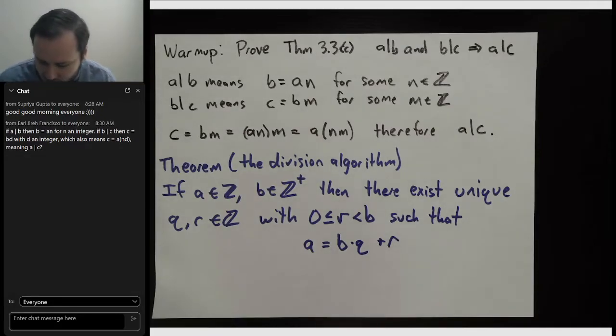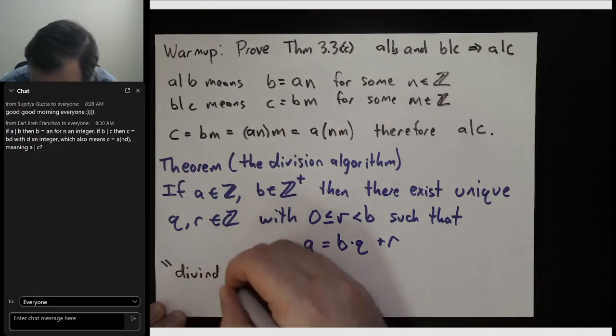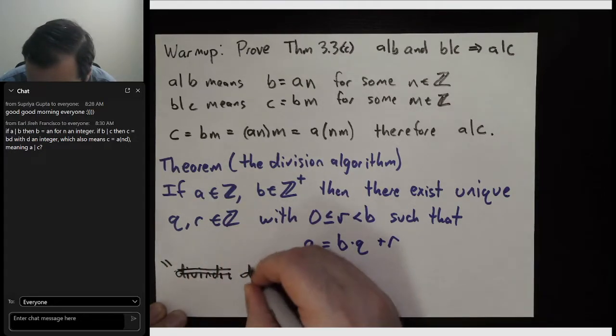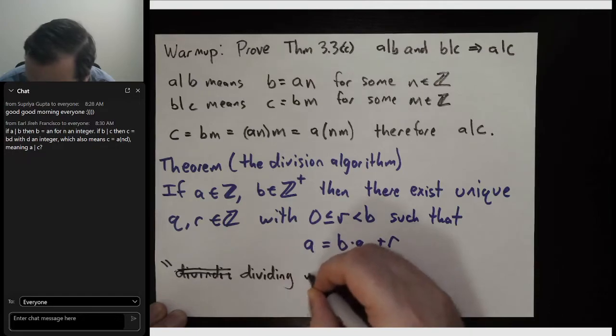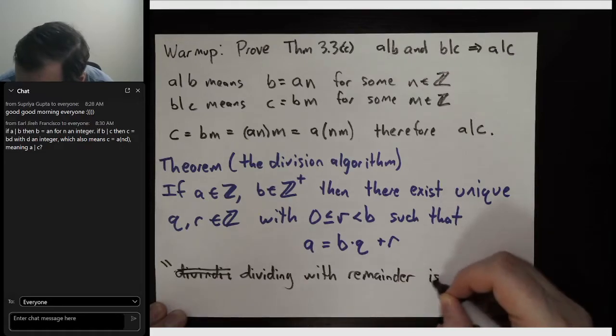Okay. This is called the division algorithm. And when I write it this way, it looks a little bit scary. We've got 4 variables running around, A, B, Q, R. But it's saying something really, really simple. The division algorithm says you can divide with remainder. So the colloquial way to say this is: dividing with remainder is possible.